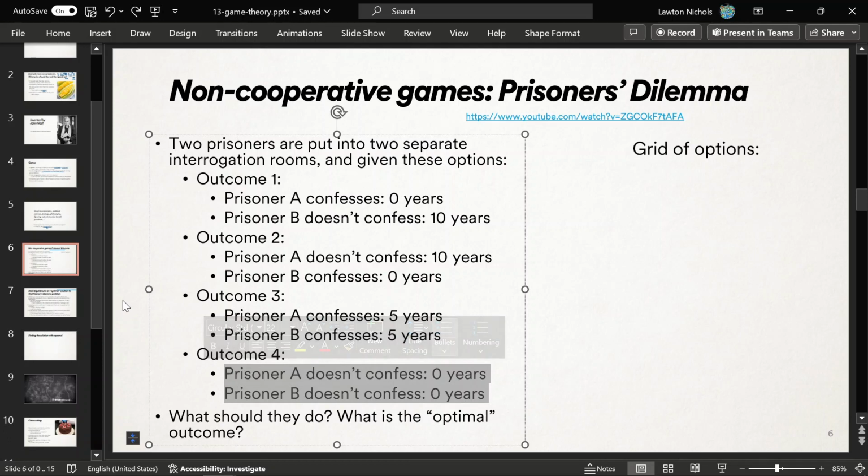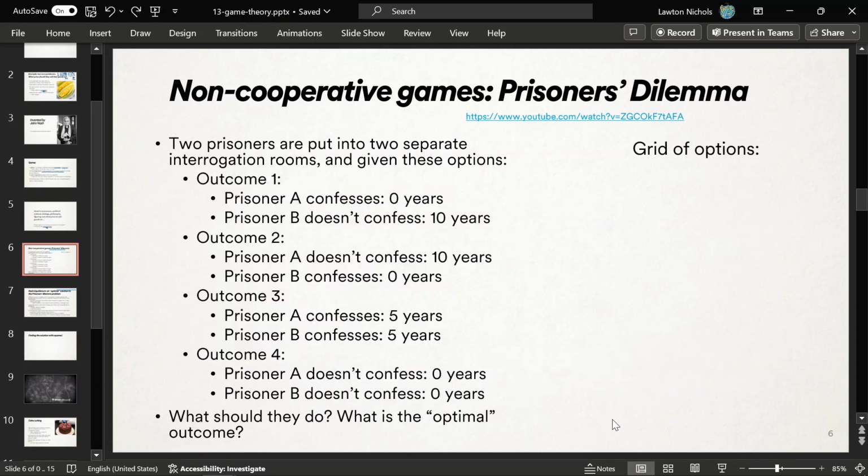They can't really pin it down. And so if nobody confesses, they have nothing to go on, and so they'll both walk away for free. And so they all know these outcomes. Both prisoners get these options put in front of them. They both know that that is the idea.